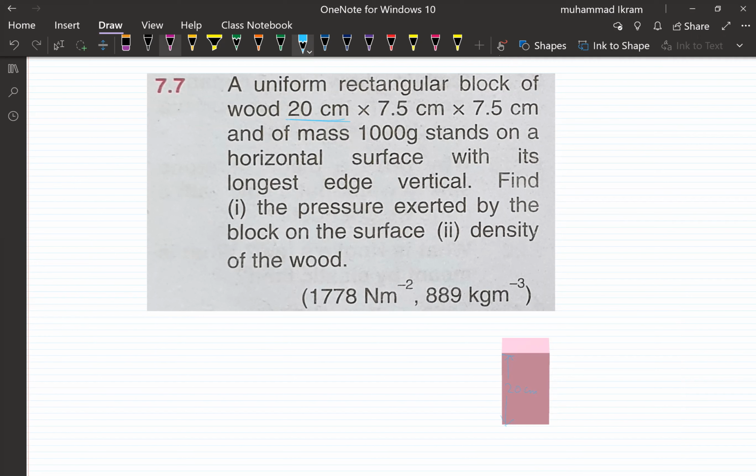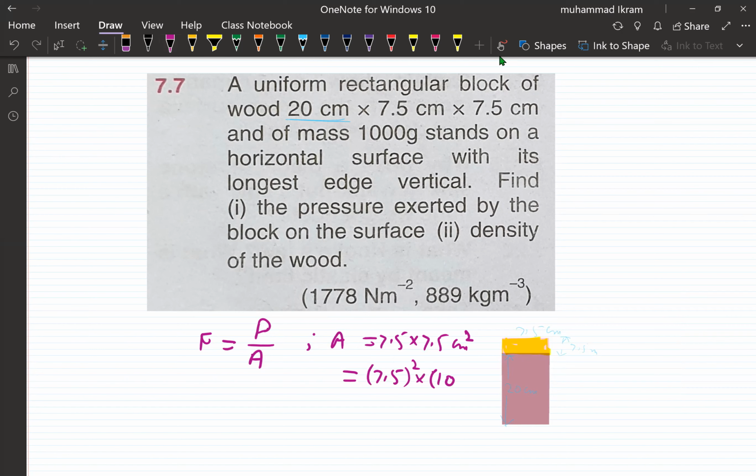For the pressure, you know that pressure is equal to force per unit area. Now we need only the base area. Here the length is 7.5 centimeter and the width is 7.5 centimeter, so the area is 7.5 into 7.5 centimeter square. As I told you, you need to change it into meter square, since 1 centimeter is 10 to the power minus 2 meter. So the area will be 10 to the power minus 4 meter square.